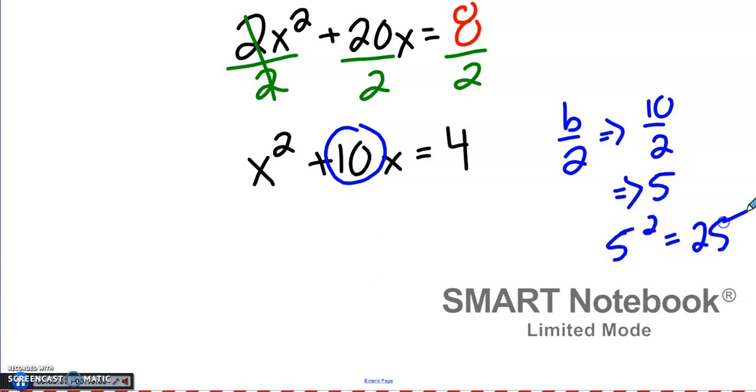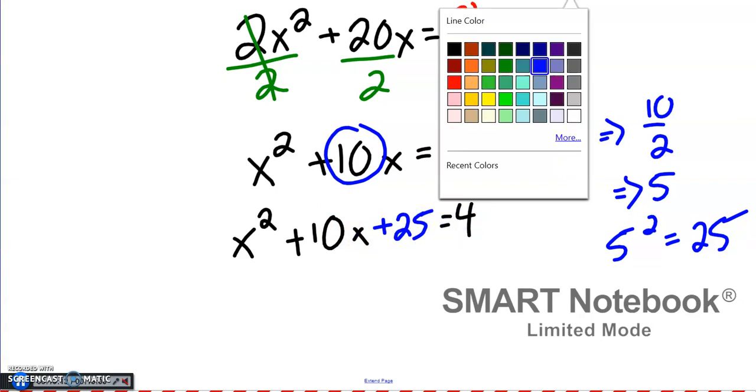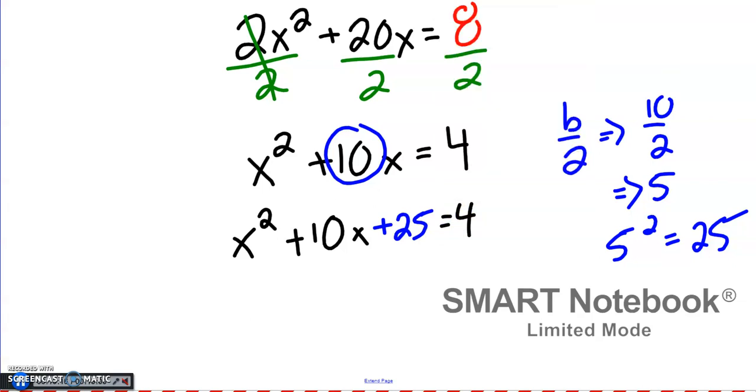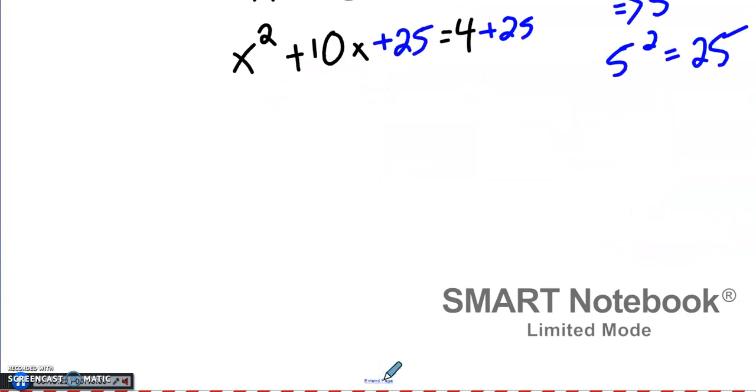So now we're going to add 25 to both sides. So we get x squared plus 10x plus 25 is equal to 4 plus 25. So now we continue with our process here.